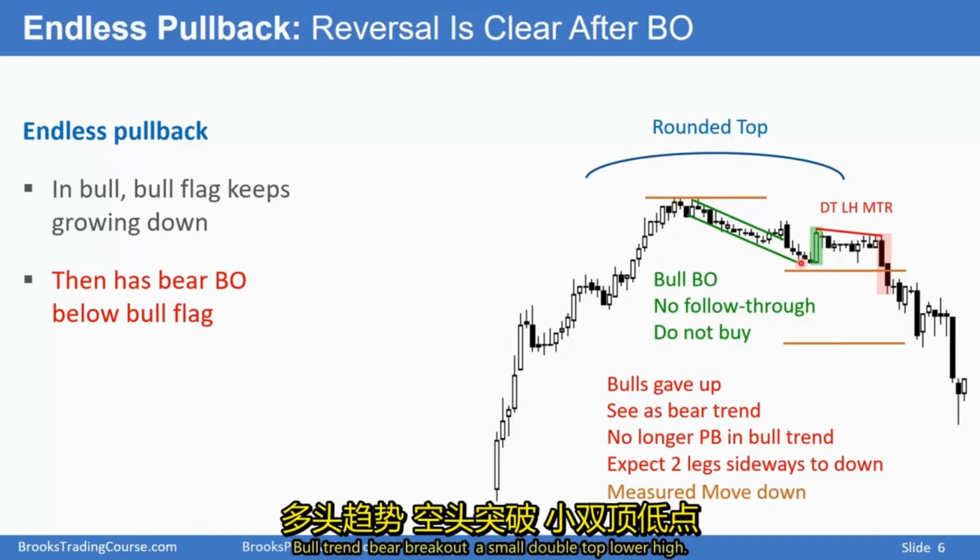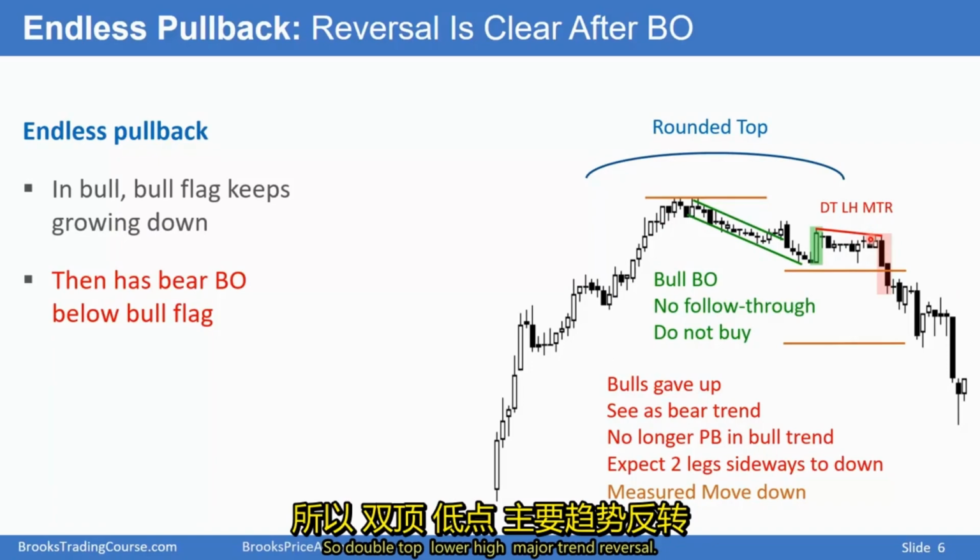Bull trend, bear breakout, a small double top, lower high. So double top, lower high, major trend reversal.